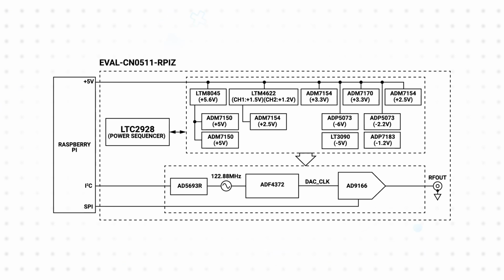The sampling clock is generated from the ADF4372 synthesizer using a voltage-controlled crystal oscillator as its reference clock, which can be trimmed for increased accuracy using the AD5693R voltage output DAC. Power is derived from the Raspberry Pi using several ultra-low noise, high PSRR regulators to minimize the impact on RF performance.